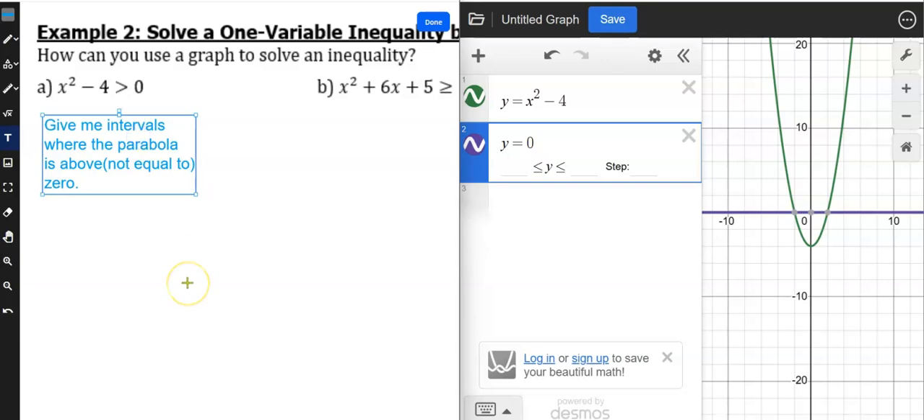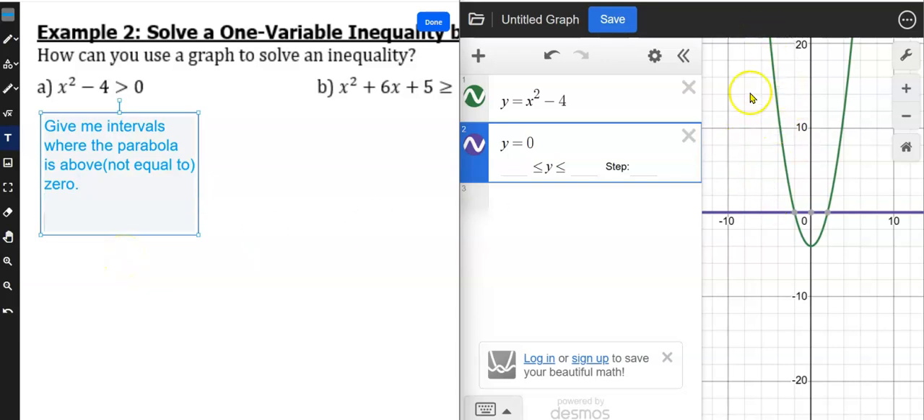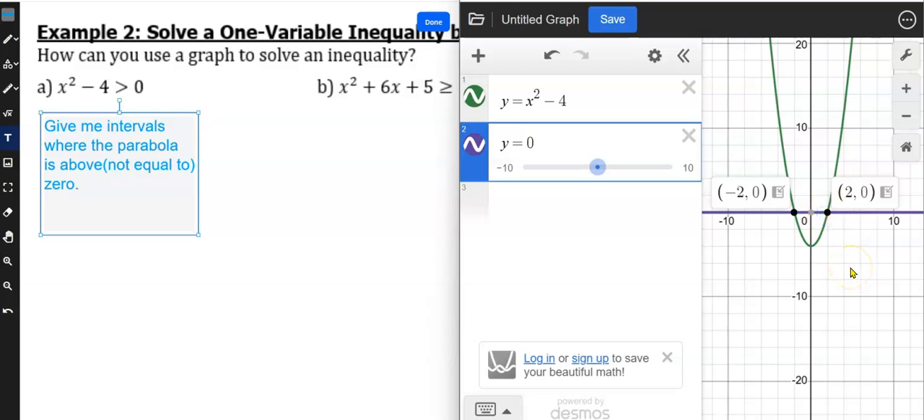So, what are those intervals? Let's see if I can just arrow down. We want this section of the graph right here, and we also want this section of the graph. So, what is this section of the graph? We know that negative infinity is way over here. We know that positive infinity is way over here. And we know that that's negative 2 and that's positive 2.